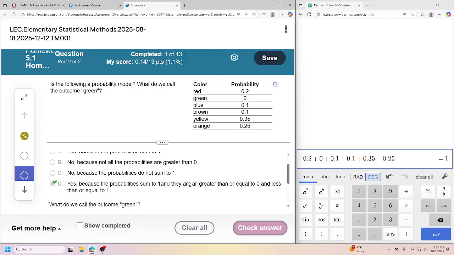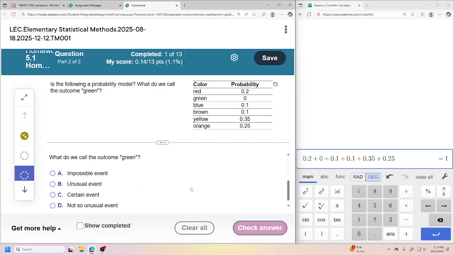And then they're asking about green. And so green, it's 0. Which one would be the best option for 0%? Yeah, see how green is 0? What would I put for that here?